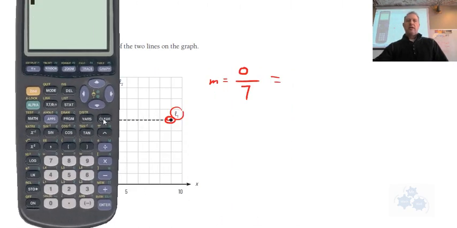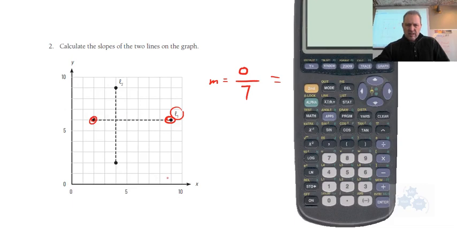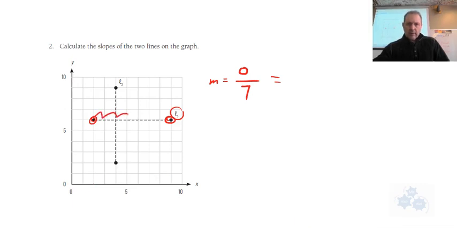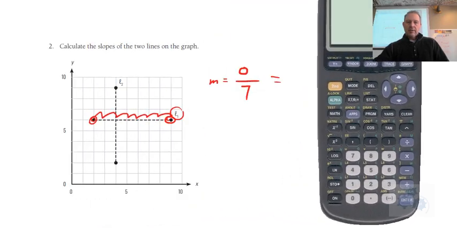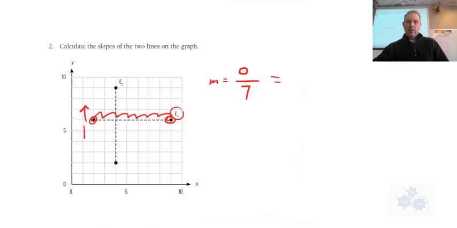Should be pretty easy. Is it 6? Let's see: 1, 2, 3, 4, 5, 6, 7. It's not 6, it's 7. All talking about the rise. The rise is 0. We don't go up or down at all from this point to get to the level of this point. So 0 divided by 7 is 0. That's totally right.